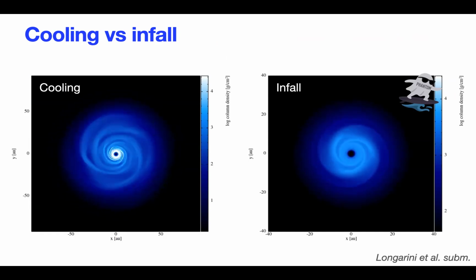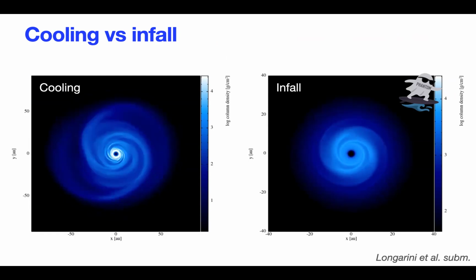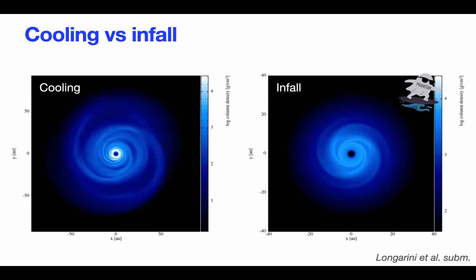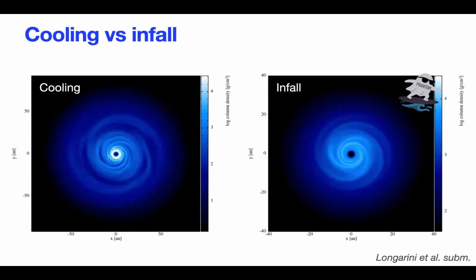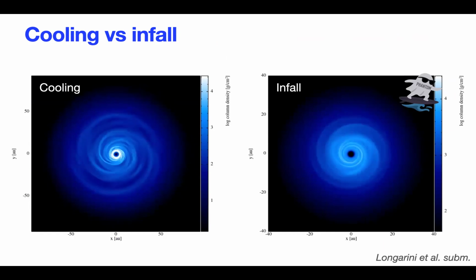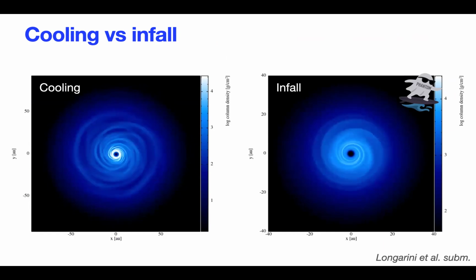And here I would like to show you a comparison between the infall and the cooling. Apart from the speed of the movie, which is different just because of the movie and not because of the physics, you see that the morphologies have analogies and also differences. And now I'm going to explore this comparison a bit more.